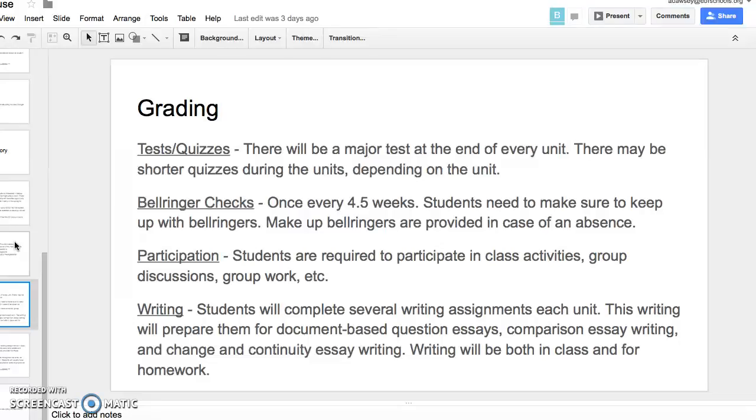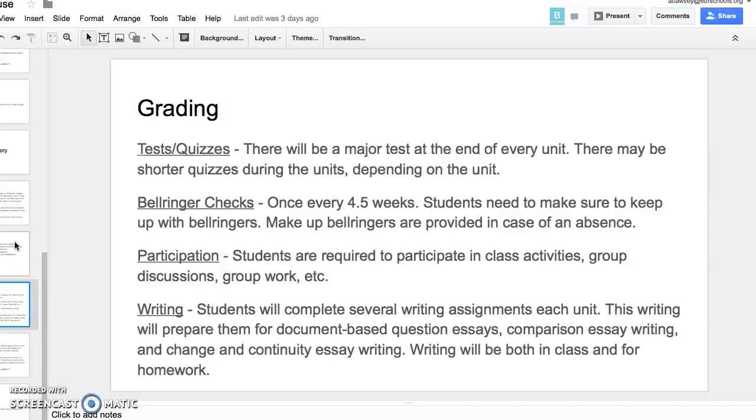Participation. They are required to participate in class. They're required to participate in group discussions, group work, etc. I do keep track of their participation, that they are on topic, that they are actually discussing with their group mates. Sometimes we do whole class participation grades.